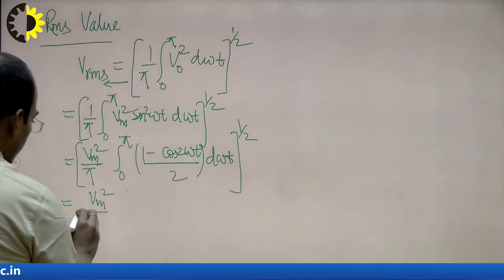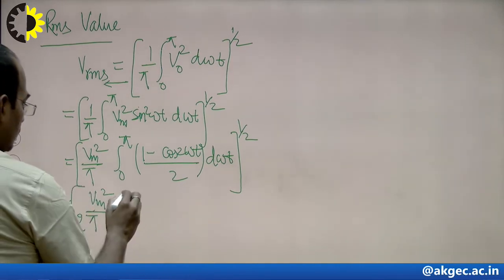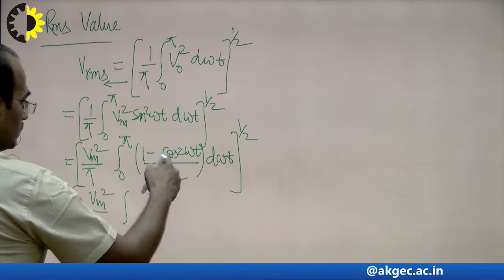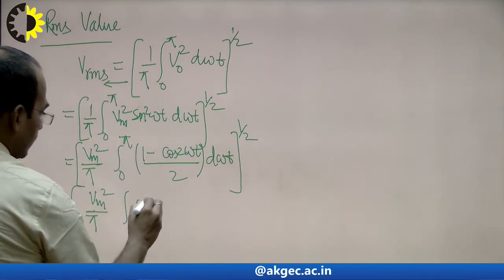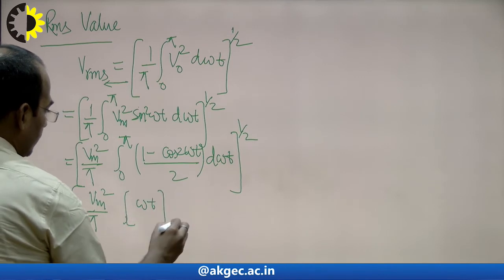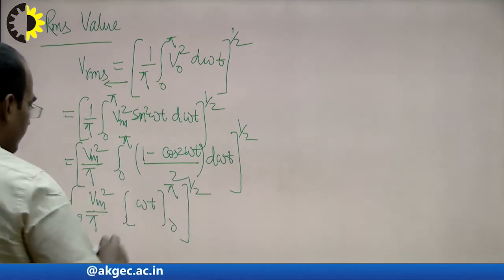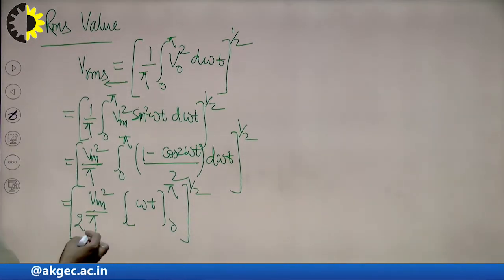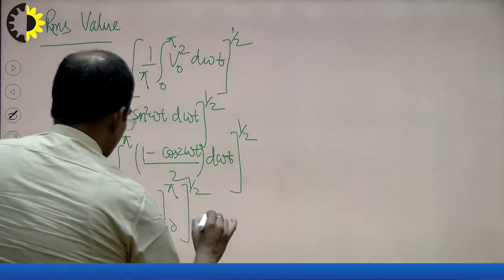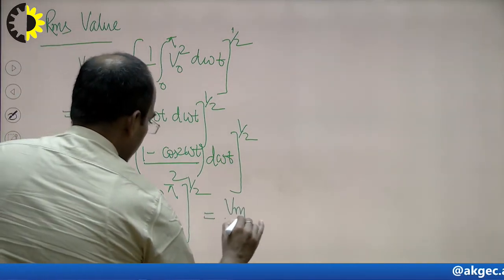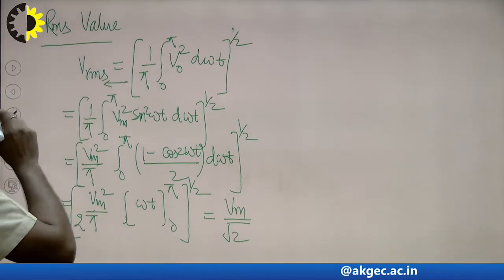I am taking 2 common. If I integrate 1 with respect to d omega t, I will get omega t, with limit from 0 to pi. Now what will I get? Pi will be cancelled out by pi. So I will get here Vm by under root 2. This is the RMS voltage.